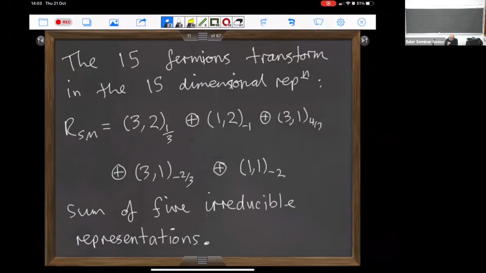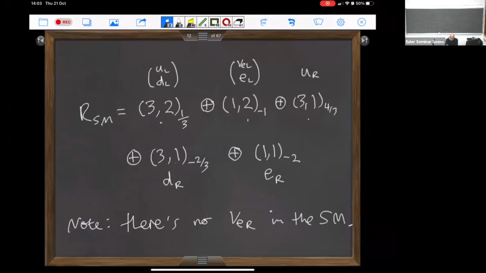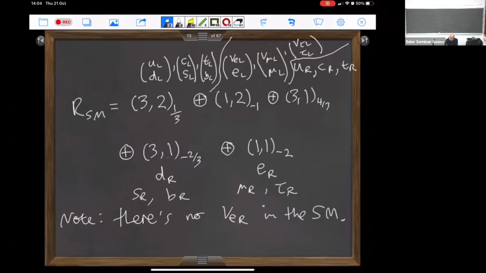And the 15-dimensional representation for the standard model fermions of one family consists of these 5 irreducible representations. And this is how the particles are assigned to those representations. And here I was just emphasizing that we have this structure times 3 for the 3 families.